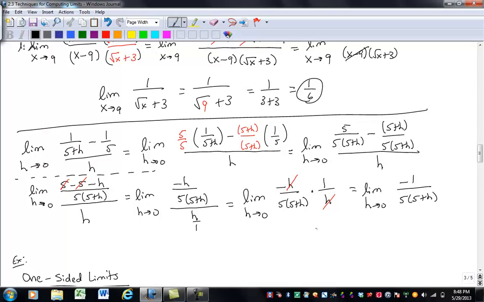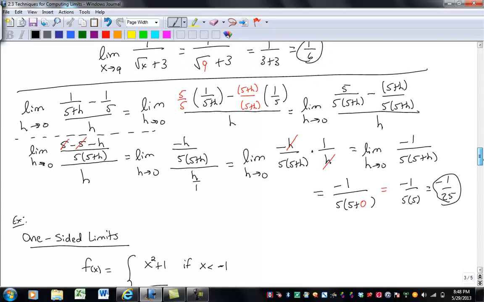But now I can plug in 0 for h. And so I get negative 1 over 5 times 5, which is negative 1 over 25. So that limit works out to be negative 1 over 25. You can find that limit by simplifying the fractions and reducing. All those are examples of limits that you have to simplify a little bit before you can actually find them.